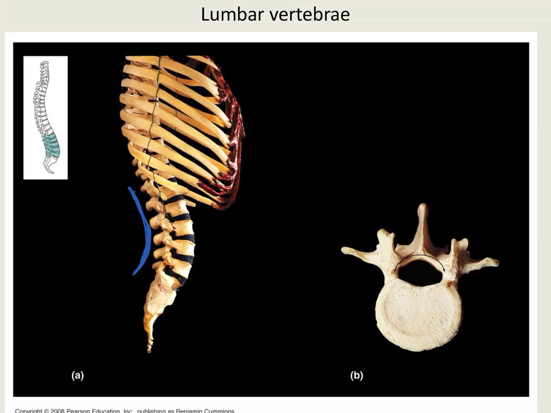Let's look at the lumbar vertebra. So the pedicles, the lamina, and the body are thicker and more massive than the other ones. The vertebral foramina are triangular, so we're back to a little bit of a triangular shape. Okay. The spinous processes are short and blunt.